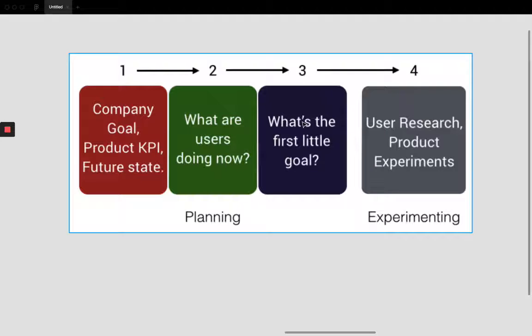So, we're not going to aim to increase sign-up conversion by 500%. What's the first small thing we can do to nudge us towards that, increase by 1%, 5%, etc. And then finally, the actual process of execution will come in later.